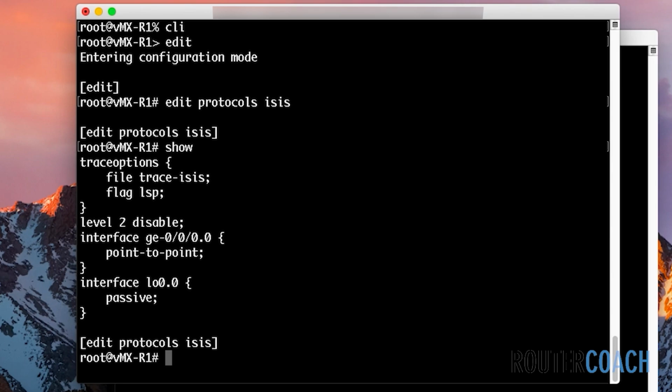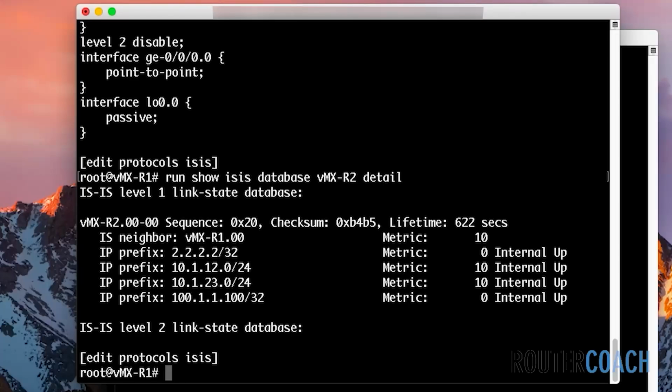So to look at the LSPs, an LSP, a link state PDU, is generated to advertise an intermediate system's neighbors and its connected links. And to do that, we're going to have a look at the IS-IS database. If I do run show ISIS database for VMXR2 and look at the detail, this is what is being advertised to us from R2. And we can see all its connected links.